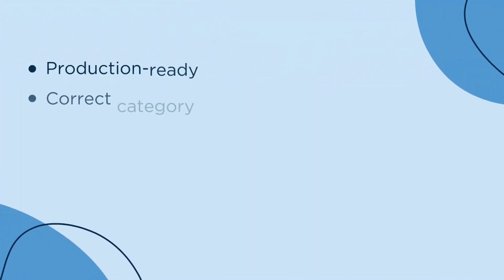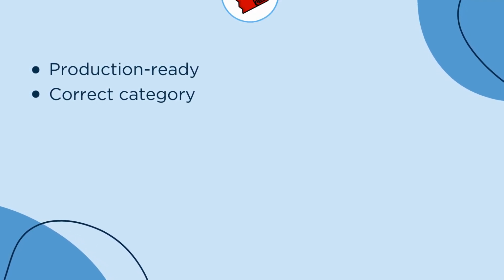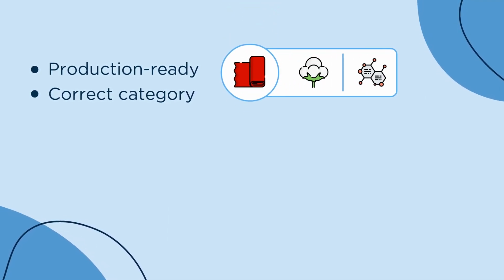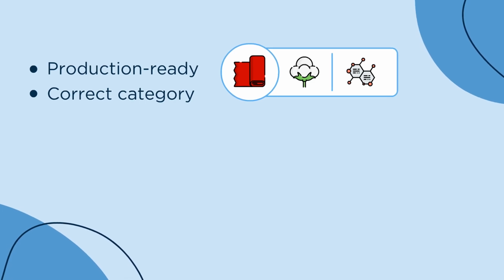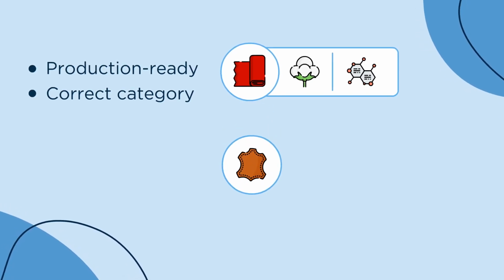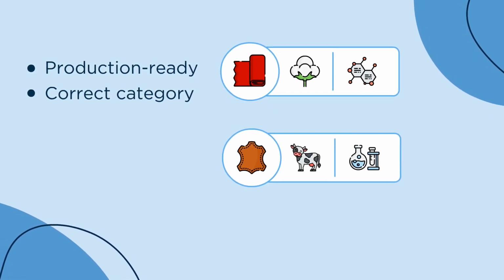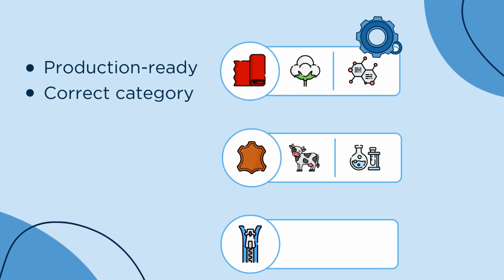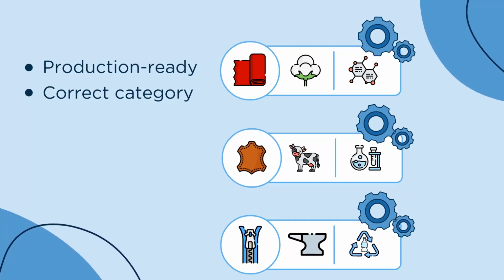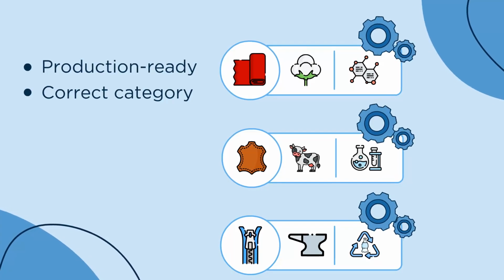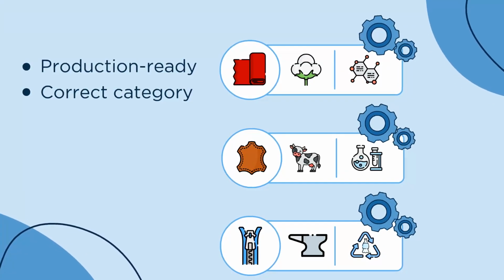Next, you need to properly identify the type of material. For example, fabric can either be natural, like cotton, or synthetic, like polyester. Leather can be either from an animal or artificial. Zippers can either be made out of metal or plastic. Identifying the correct category of material will help the lab do the right test on the material.